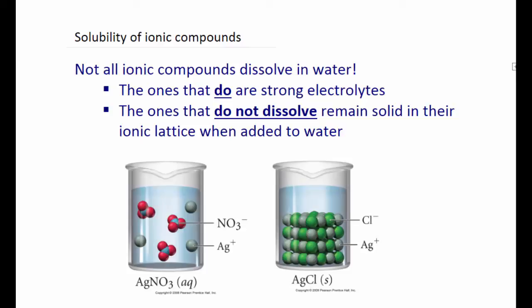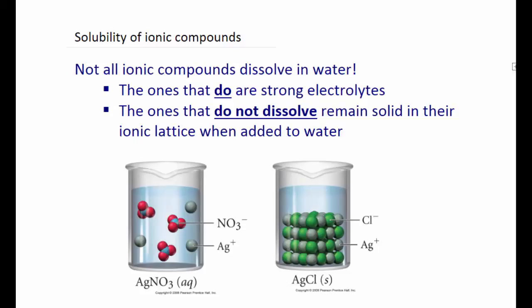Ionic compounds that do not dissolve, they remain solid in their ionic lattice when added to water. So look at the difference between silver nitrate and silver chloride just in these little pictures here. We could start with solids of either one. Pour them in water, stir it up a little bit. The silver nitrate would completely dissolve, which means the plus and minus ions separate from each other, makes those free positive and negative ions in solution that allows the solution to conduct.